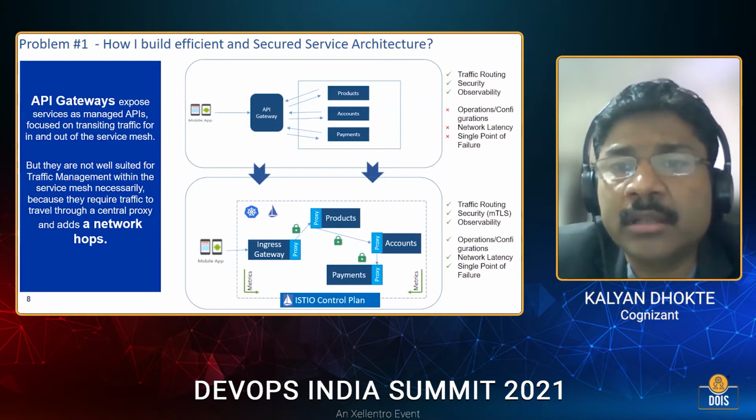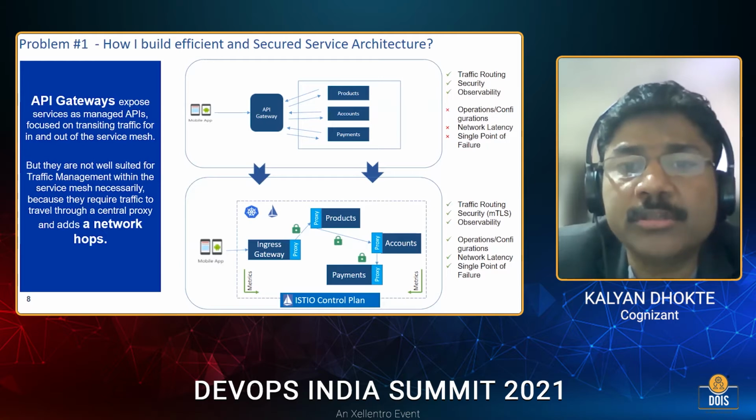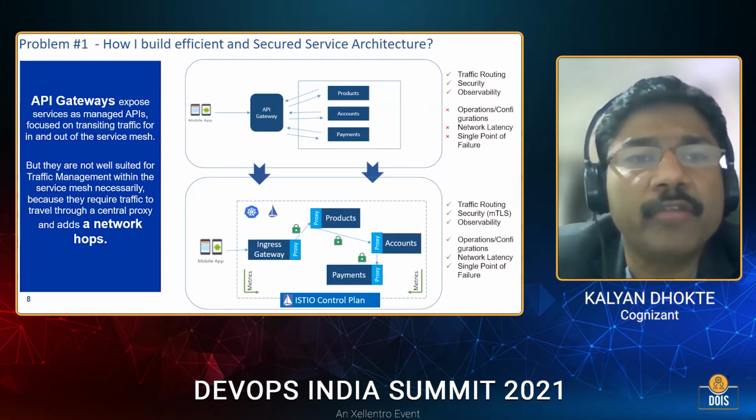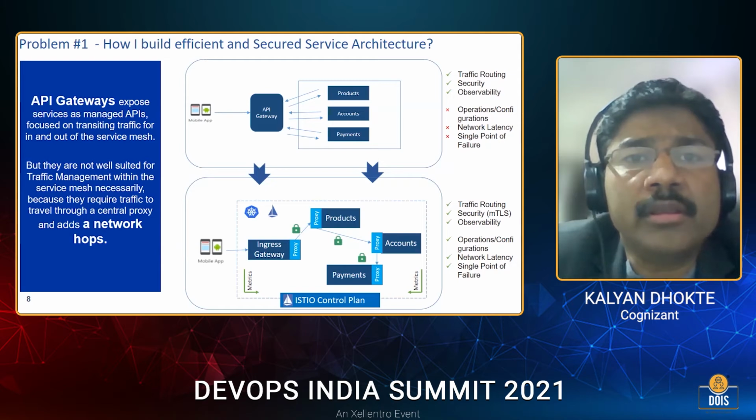So there is an additional network hop we can see here in the API gateway pattern. It also creates an additional possible single point of failure, the API gateway. So overall, traffic routing, I can be positive on that with the API gateway. Security is a tick mark, and observability is a tick mark.